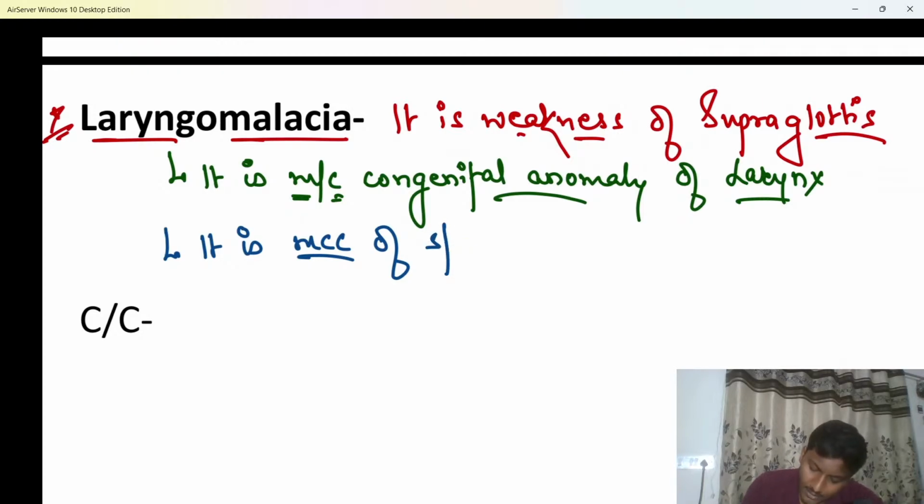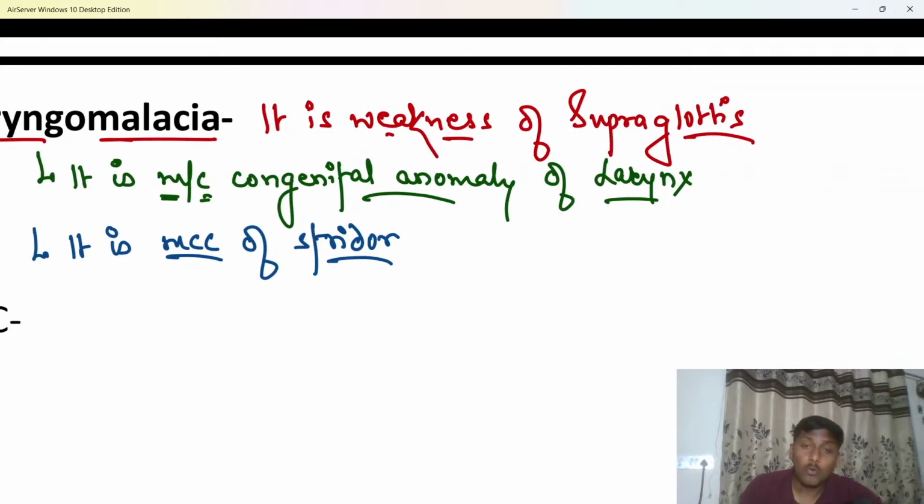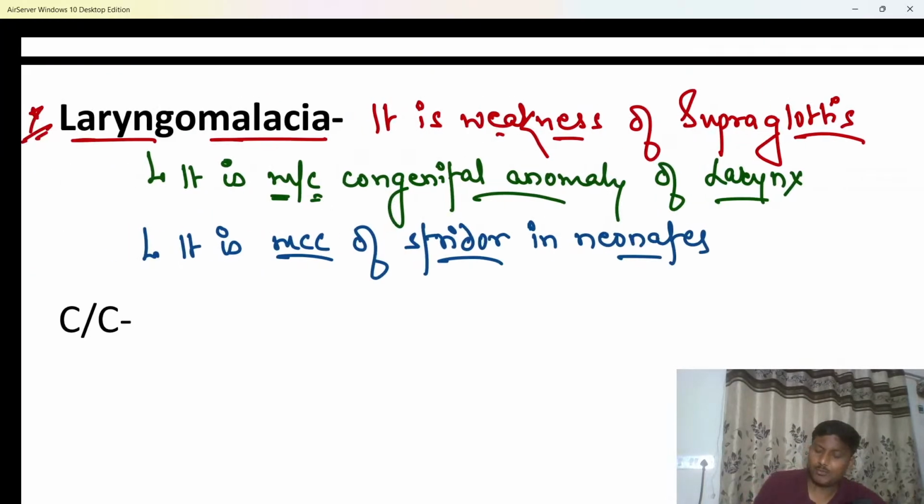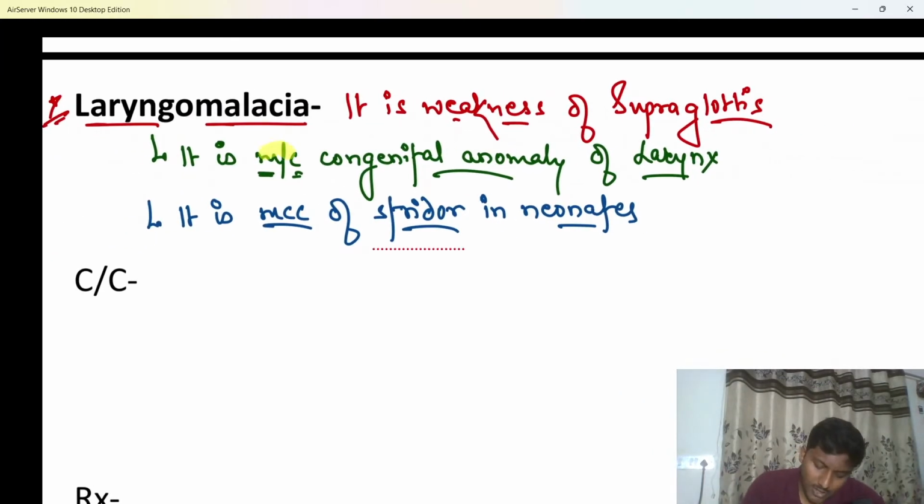I told you what is stridor. Stridor is nothing else but noisy breathing. So the most common cause of stridor in neonates, beta, is also a condition known as laryngomalacia. These are the points to be remembered. So most common congenital anomaly of larynx, if they ask you, answer has to be laryngomalacia. Most common cause of stridor in neonates, if they ask you, answer has to be laryngomalacia again. ठीक है, याद रखने वाली बात.